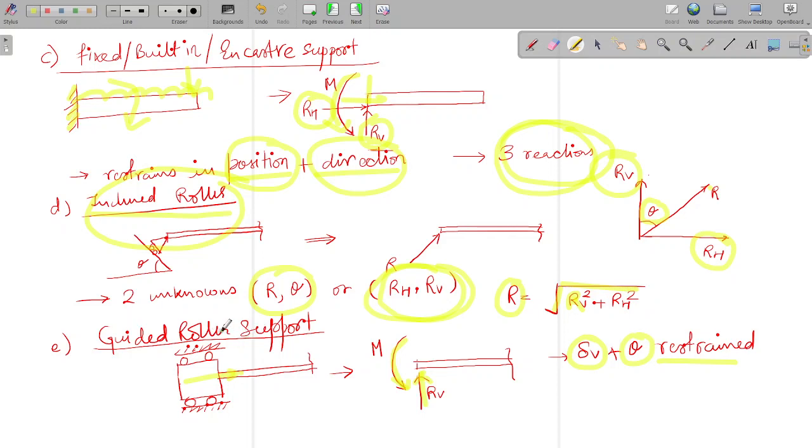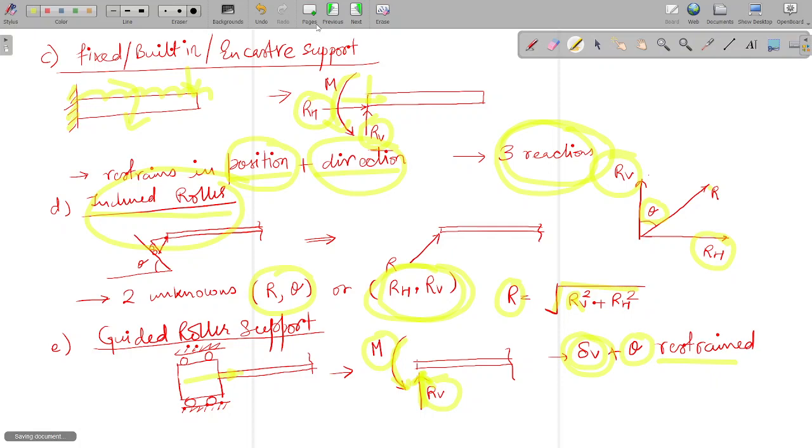So the next support is the guided roller support. What this support does is it restrains the movement of the beam in the vertical direction as well as the rotation. So both M and RV are developed. Both delta V, that is movement in the vertical direction, and rotation are restrained, but the movement of the beam in the horizontal direction is permitted.